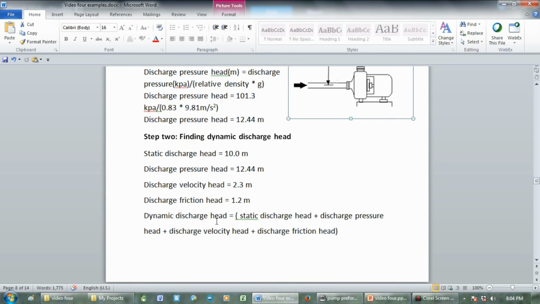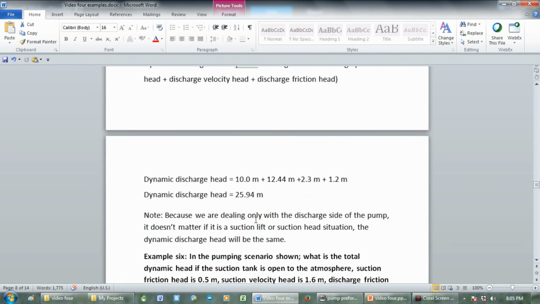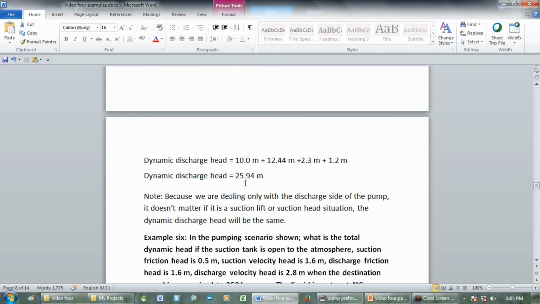So dynamic discharge head equals static discharge head plus discharge pressure head plus discharge velocity head plus discharge friction head. So the sum of all our four heads, 10.0 meters, 12.44 meters, 2.3 meters, 1.2 meters. So our dynamic discharge head is 25.94 meters.